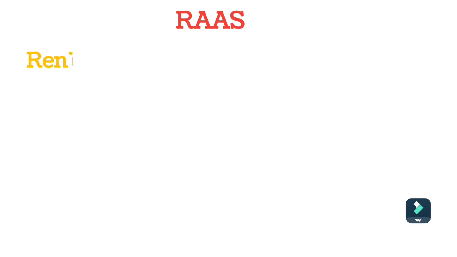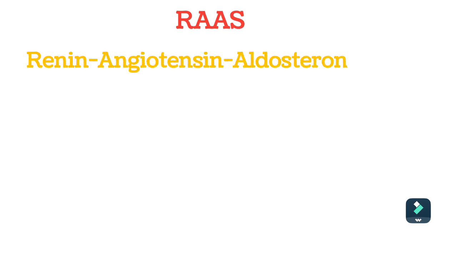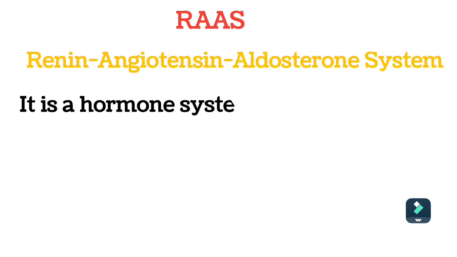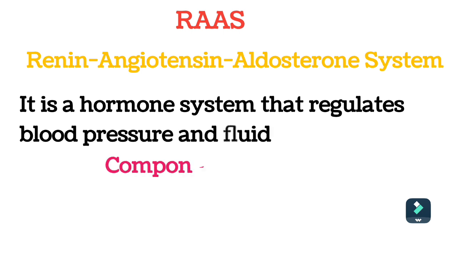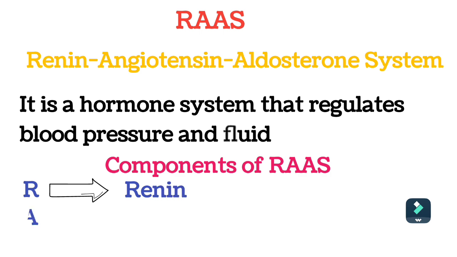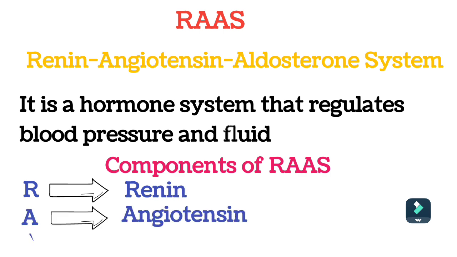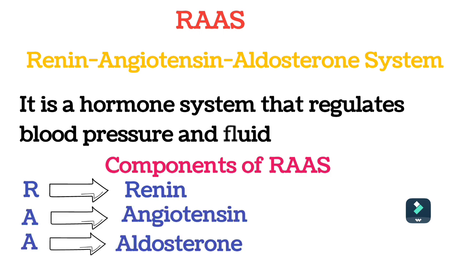RAAS stands for the Renin-Angiotensin-Aldosterone System, a hormone system that regulates blood pressure and fluid balance in the body. First, let's understand the components of RAAS. R stands for renin, A stands for angiotensin. The second A stands for aldosterone.